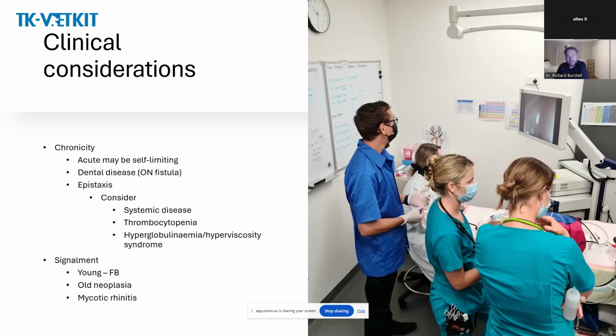And then also, depending on your geographical location, so where I am in Australia at the moment, mycotic rhinitis or sinonasal aspergillosis is not as common. We do see cases, but when I practiced north and further up in Townsville, then I found that mycotic rhinitis was much more prevalent.